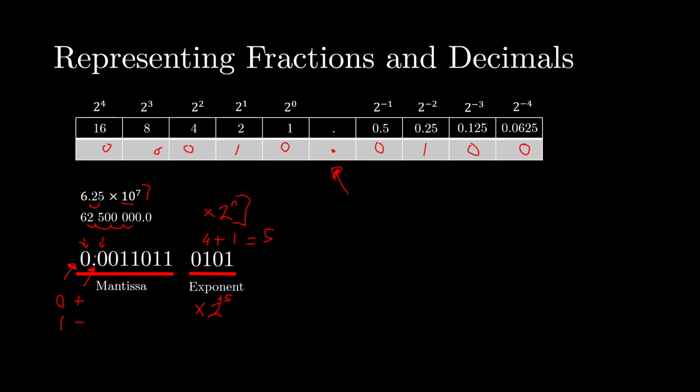In this case, it's positive 5, so if we shift the point 5 units to the right, 1, 2, 3, 4, 5, and then rewrite our binary number with our decimal point here, and then we just convert this binary number using our table. So this represents 1, this represents 2, 4, and this will represent 0.5 and 0.25. So it's going to be 4 plus 2 plus 0.5 plus 0.25, and that equals 6.75.